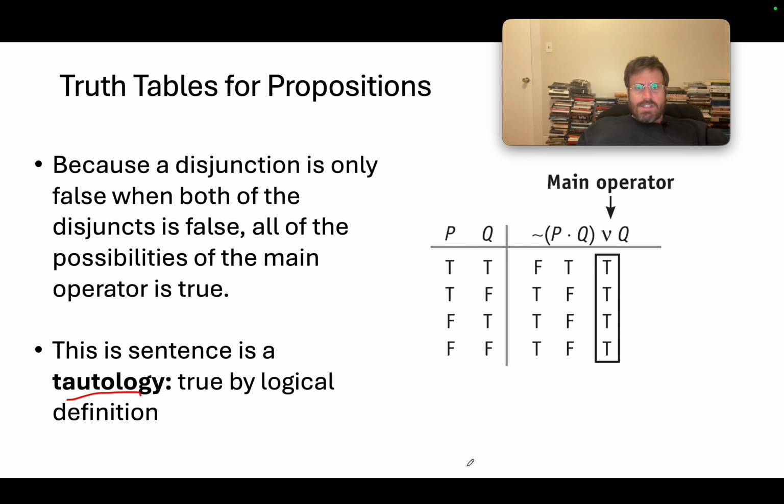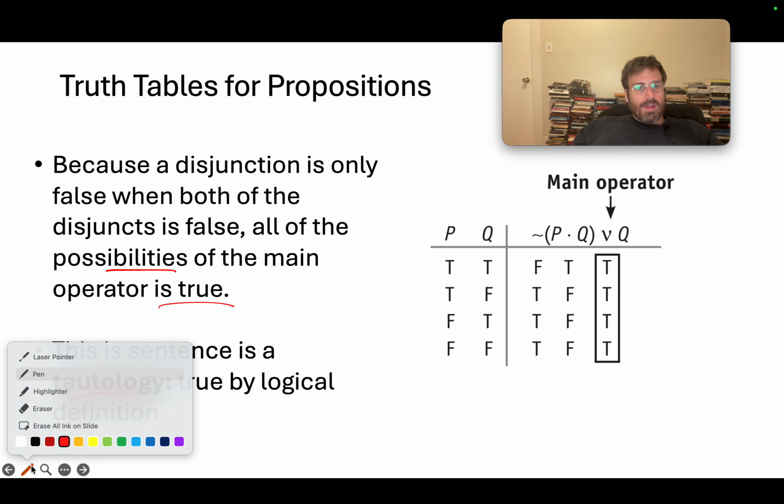Okay? Because the disjunction is only false when both of the disjuncts are false, all possibilities of the main operator are by definition true, and thus it's a tautology. We'll talk a little bit more about some other ways in which a complex sentence like this can be a fallacy. There will be an example of self-contradiction where we have only false values, right? You don't have to worry about that quite so much at the moment. I just want you to see that when you do have all true values, you're working with a tautology.